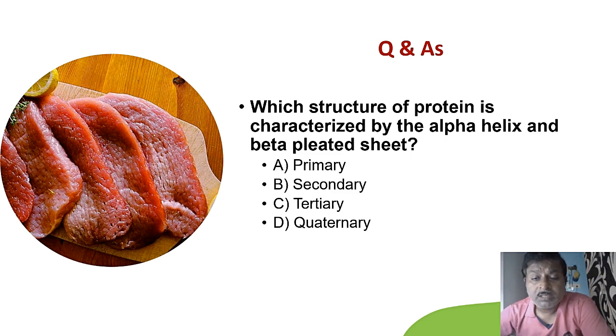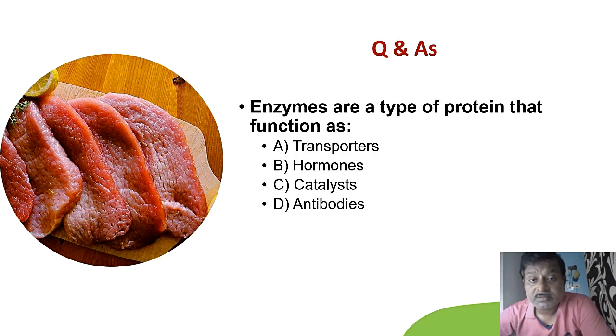The next one is: which structure of protein is characterized by the alpha helix and beta pleated sheet? Options are primary, secondary, tertiary and quaternary. Yes, of course you are correct. The answer is secondary structure. Next one: enzymes are a type of protein that function as A. transporters, B. hormones, C. catalysts, D. antibodies. Yes, you are correct. Enzymes are catalysts.